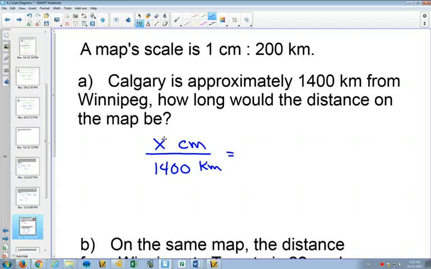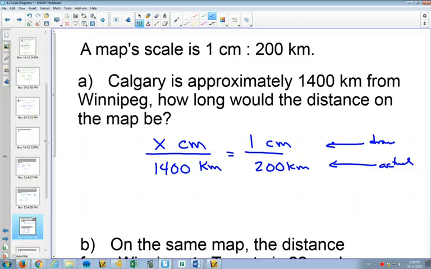What do we know? We know the scale. What are we going to put on the top? Our scale is 1 centimeter is 200 kilometers. So am I going to put the 200 on the top or the 1 on the top? 1 on top, because that's our drawing. So notice again, we put the actual on the bottom and the drawing on the top. Notice how sometimes the actual's on the top and the drawing's on the bottom. It depends what we want to find.